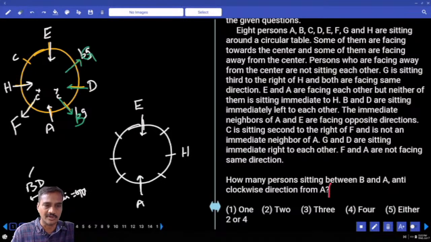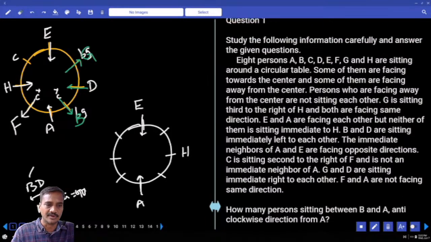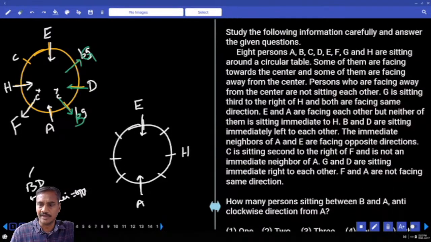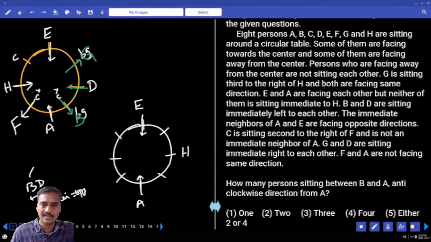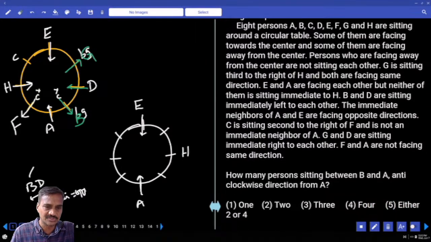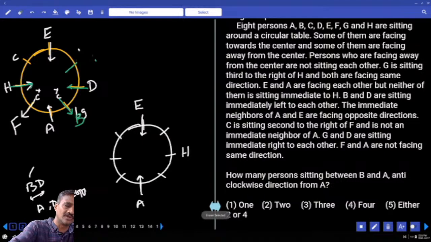Now let us find C. Now C is direction, and persons who are facing away from the center are not sitting. G is south to the right of H, but else here G is south to the left of H. Hence that means now G cannot be at this place. Are you following this one or not? As G cannot be here, G is south to the left of H, hence G must be here.